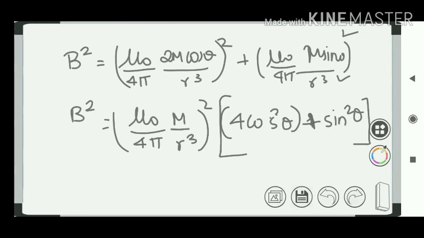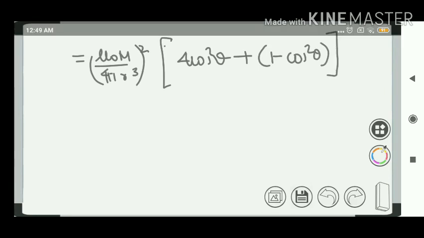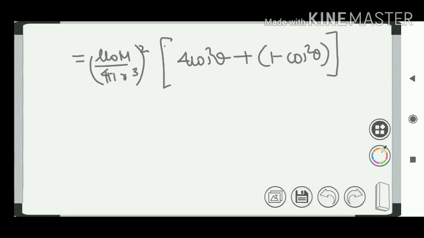Now I'm going to write another term, mu 0 m by 4 pi r cube, same, and then it's a whole square, with 4 cos square theta. Now in place of sine square theta, I'm going to write 1 minus cos square theta, because sine square theta plus cos square theta is 1. This is B square. So B squared is equal to mu 0 by 4 pi m by r cube whole square.